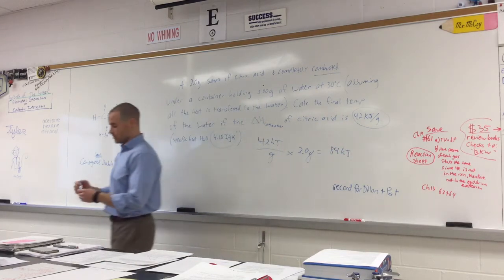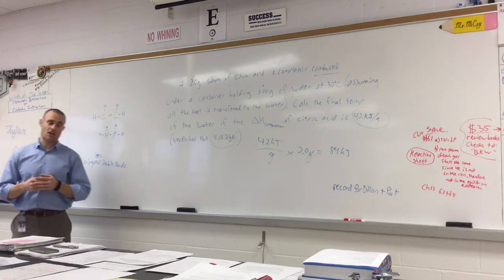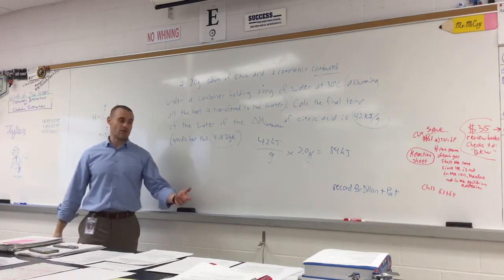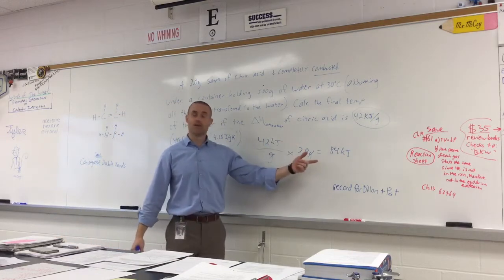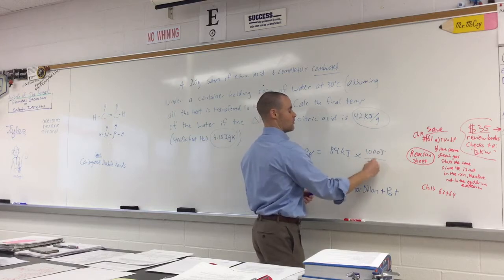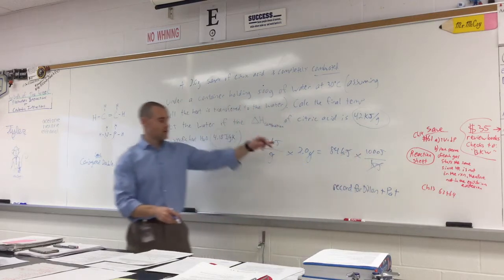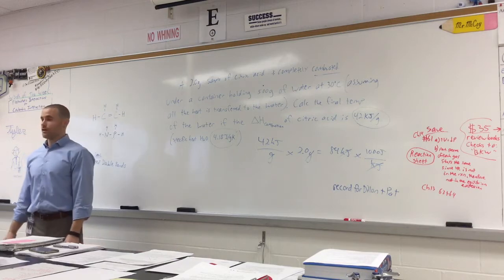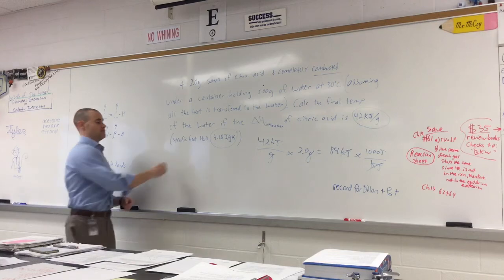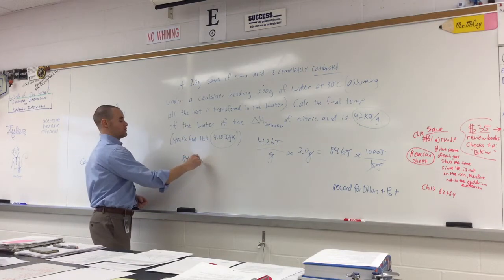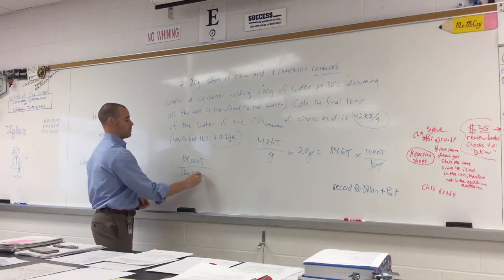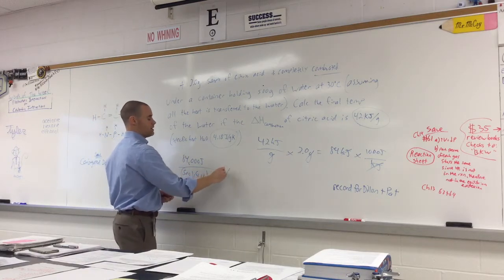We can't use kilojoules in Q equals MC delta T. Q is in joules, so we need joules. There are 1,000 joules in 1 kilojoule. If you want me to show you the steps, it's 1,000 joules over 1 kilojoule. Kilojoules cancel, so 84,000 joules. Now that's Q. 84,000 joules divided by 500 times 4.18 equals, I'm going to put delta T.